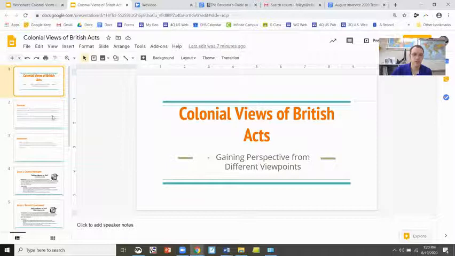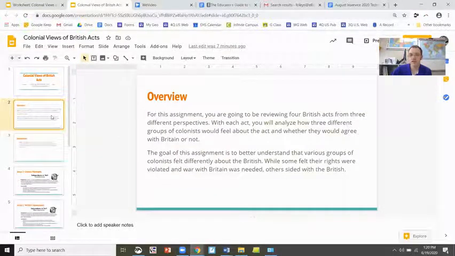So here's our overview. For this assignment, you're going to be reviewing 4 British acts from 3 different perspectives. With each act, you'll analyze how 3 different groups of colonists would feel about the act and whether they would agree with the British or not. The goal of this assignment is to better understand these various groups of colonists, why they felt differently about the British. And while some felt that their rights were violated by the British and war was needed, others sided with the British.